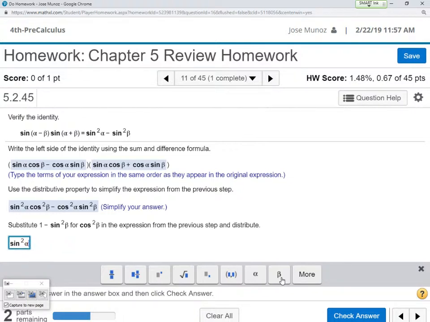So sine square alpha minus sine square alpha sine square beta, and then it's minus cosine square alpha sine square beta. Okay? Then we check that one.